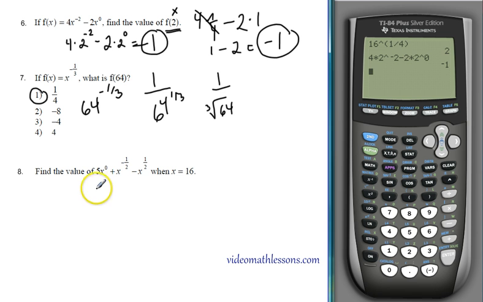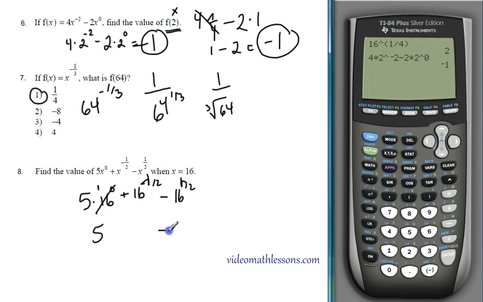Number 8. 5 times 16 to the 0 plus 16 to the negative 1/2 minus 16 to the 1/2. Now these halves are fractional exponents, are power over root. So it's just going to be a square root thing. So that's not a big deal. Anything to the 0 power is a 1. So 5 times 1 is 5.